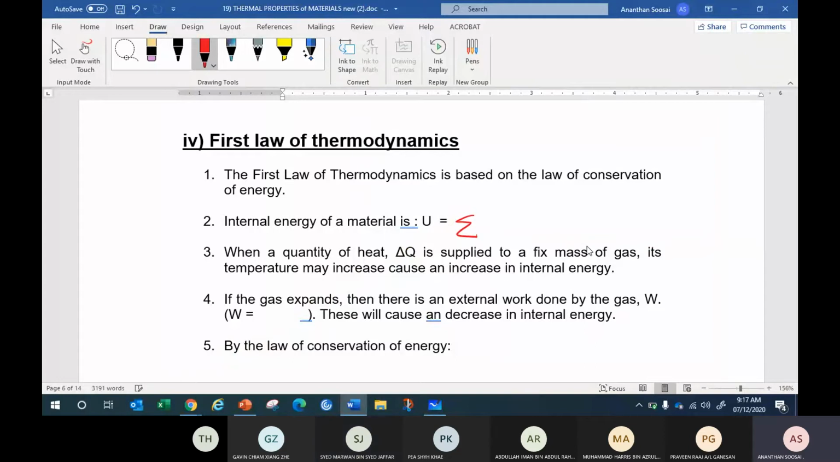Point four, something to fill up. If the gas expands, then there is external work done by the gas. The work is what formula? P changes in volume, for a constant pressure. I'm happy to see that you put an integration, PdV. It's a high level of writing. But normally at A levels, your mark scheme only puts P changes in volume. This will cause a decrease in internal energy. When the gas expands, the internal energy might go down.